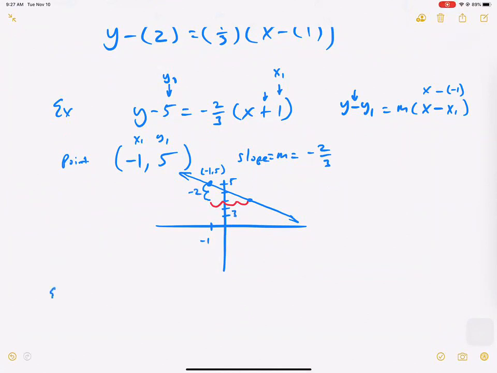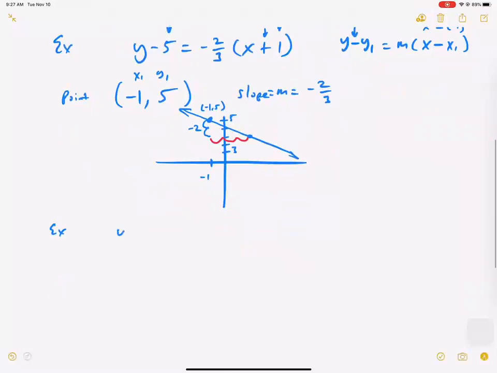Let's do this again. Y minus 4 equals negative 3 over 4 times x plus 2. Okay, why don't you guys right now tell me what my point is? Tell me what my slope is.